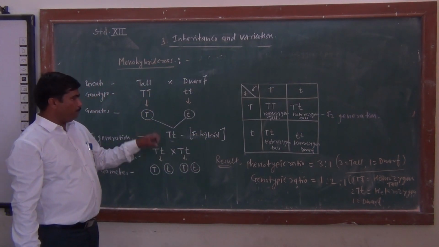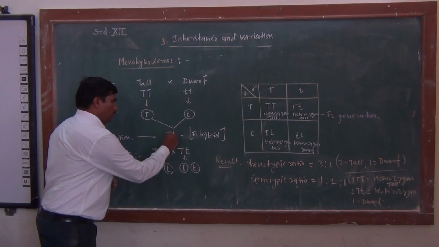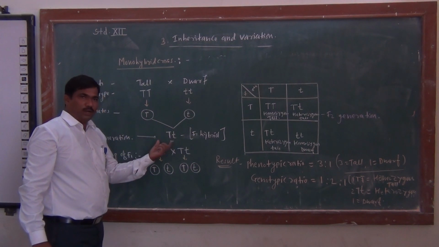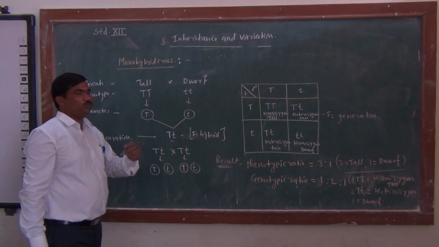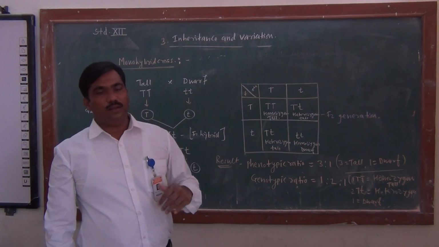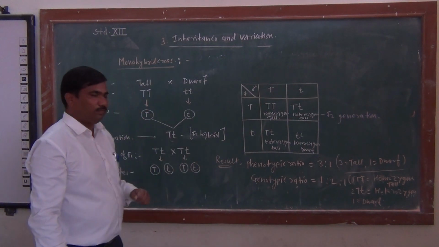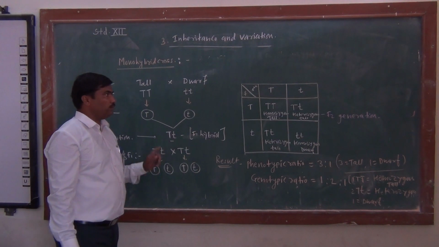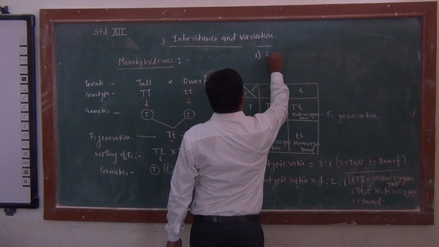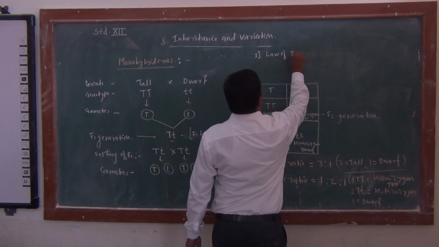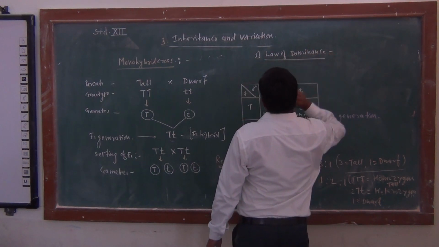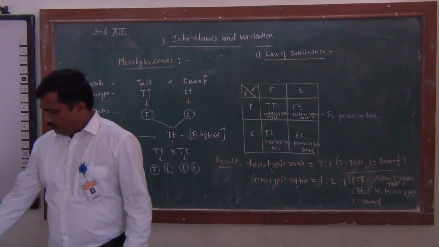So the characters that appear in the F1 generation are called dominant characters, and the character which is not expressed in the F1 generation is called a recessive character. So by using this monohybrid cross, Mendel explained the law of dominance. The law of dominance is the first law of inheritance. So, what is the law of dominance?